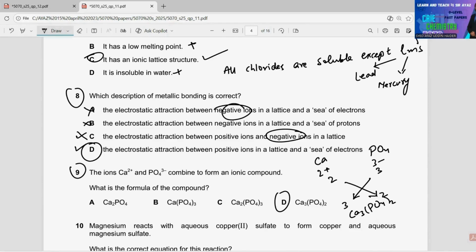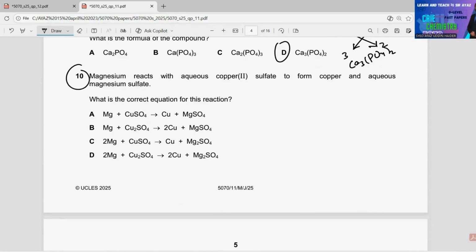All the other choices are incorrect. 10. Magnesium reacts with aqueous copper 2 sulfate to form copper and aqueous magnesium sulfate. What is the correct equation for this reaction? Now here, magnesium being more reactive than copper displaces this copper from its compound, which is copper 2 sulfate here. So we will be getting magnesium sulfate and copper.